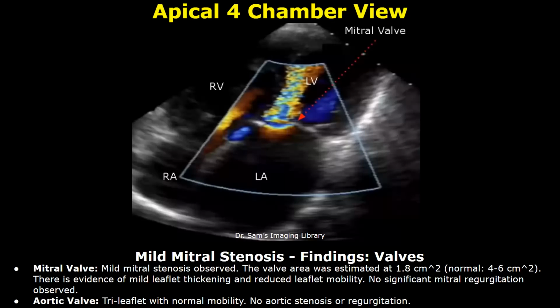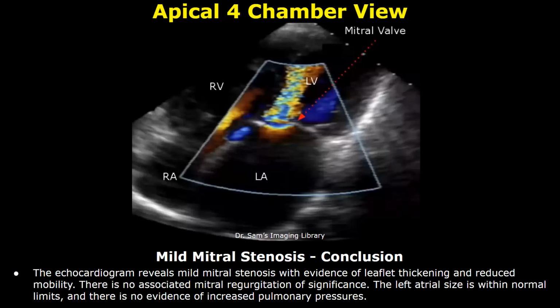No significant mitral regurgitation observed. The aortic valve is normal. This is the conclusion. The echocardiogram reveals mild mitral stenosis with evidence of leaflet thickening and reduced mobility. There is no associated mitral regurgitation of significance.